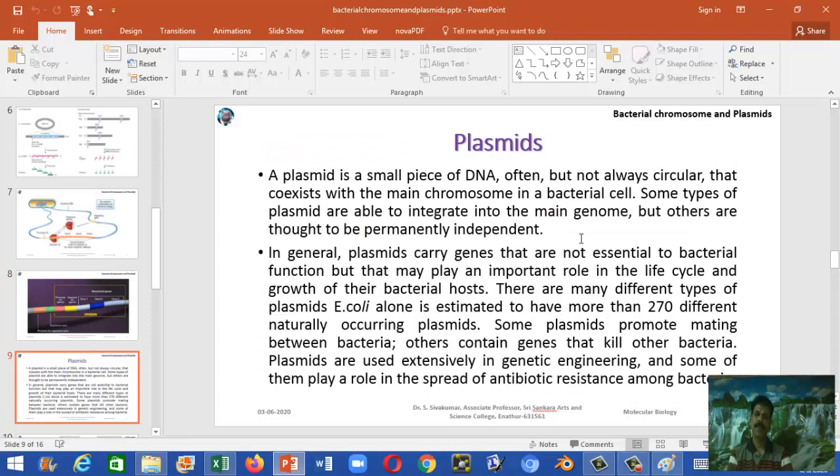So what do you mean by a plasmid? Plasmid is usually called a triple C molecule. What is triple C? Covalently coiled circular DNA. Once again, repeating it: plasmids are simply called triple C. Triple C means covalently coiled circular DNA. So plasmid is also circular in nature.